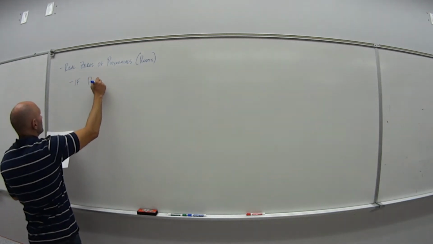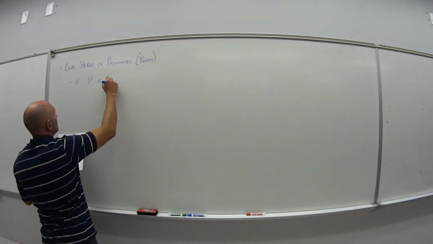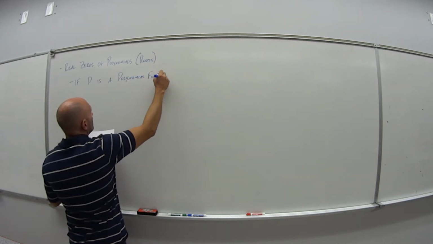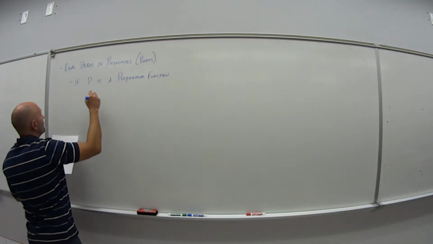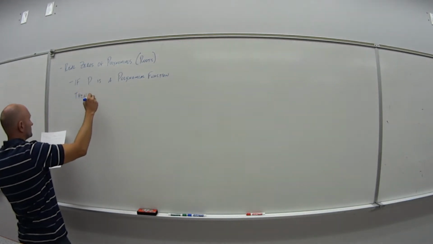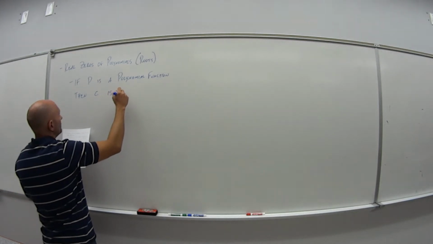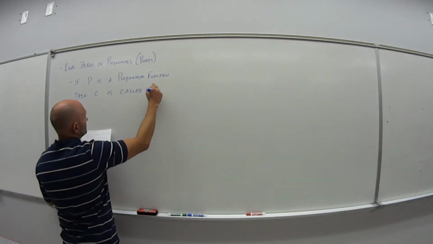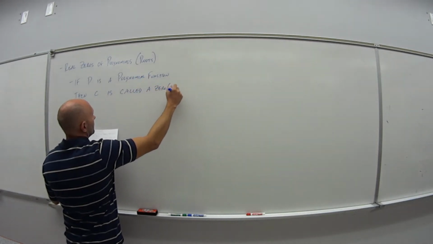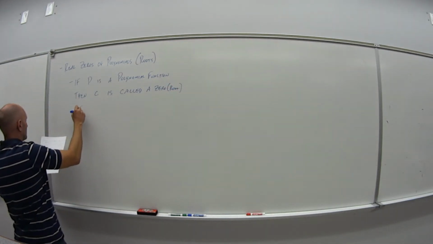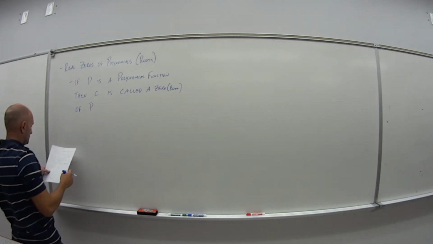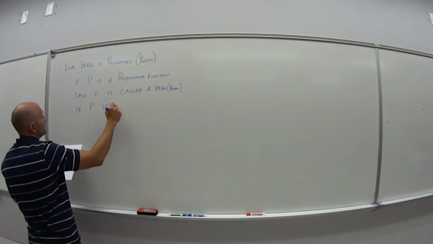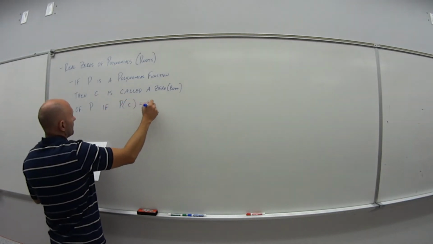If P is a polynomial function, then C is called a zero of P, or is called a root of P, if P of C is equal to 0.